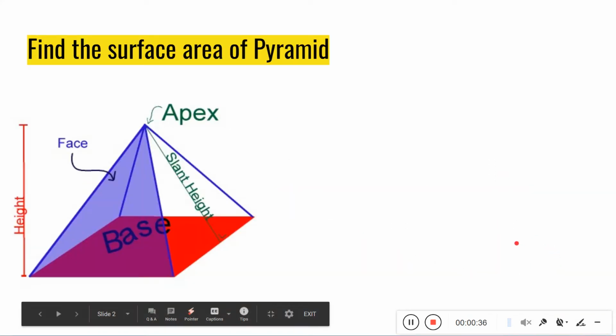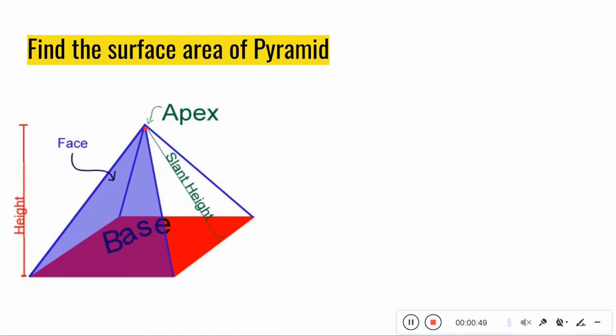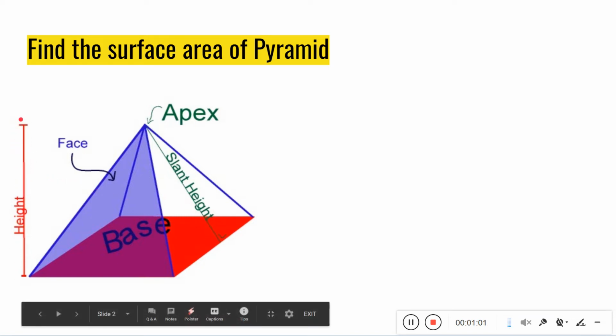Okay, so here's a pyramid. Let's look at the parts of the pyramid again. We have the base. In this case, I believe this is a square. The triangles are the lateral faces. They come to a point called the apex. The slant height is the height that runs up the side of the pyramid. And then the height is straight down and meets the base at a right angle.